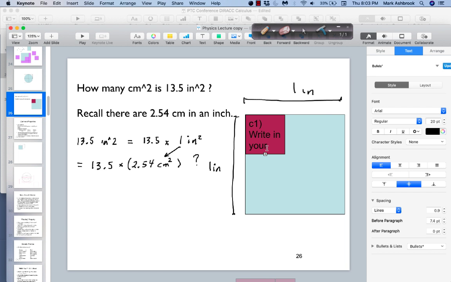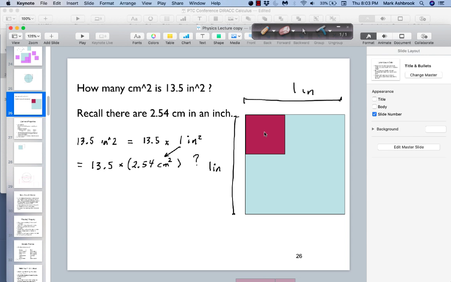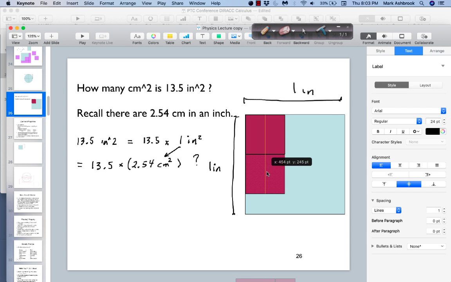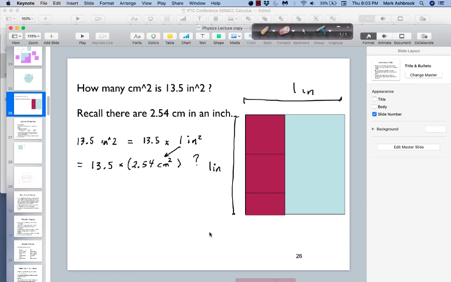Well, so here's 2 centimeter squares. And here's 2.54 centimeter squares. So you see that even though there's 2.54 centimeters in an inch, there is not 2.54 centimeter squares in a 1 inch square. In fact, there is more, right? There's more. So I can zoom out here.